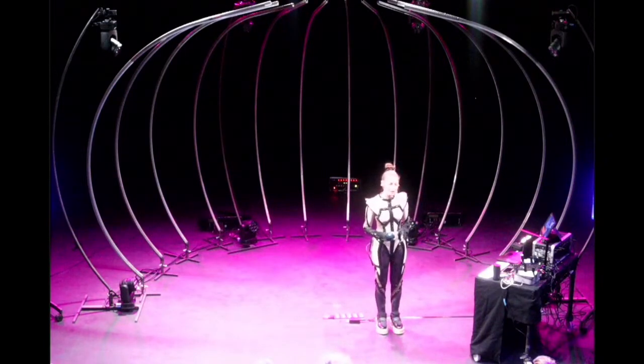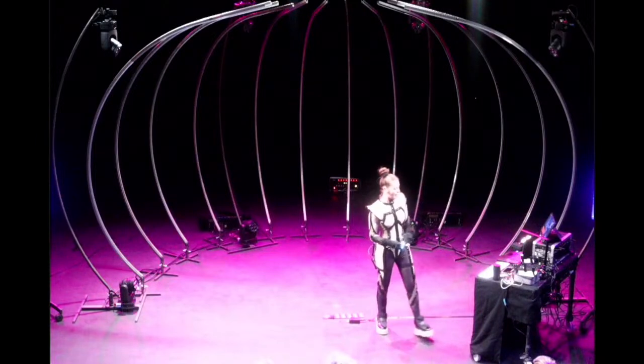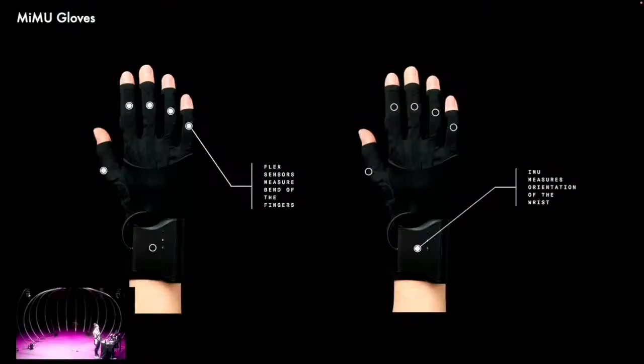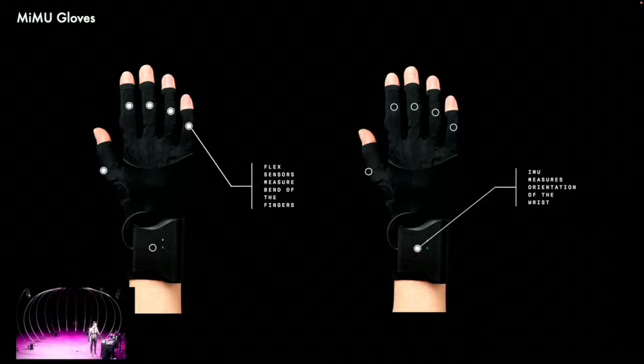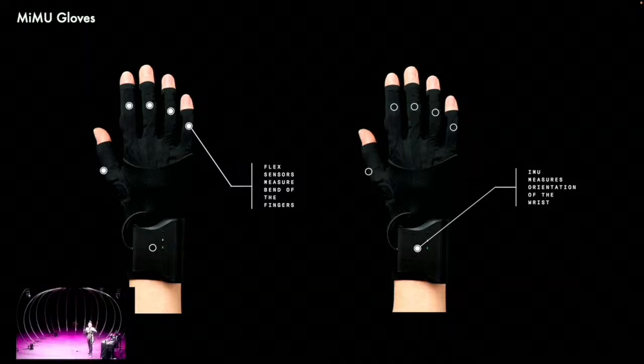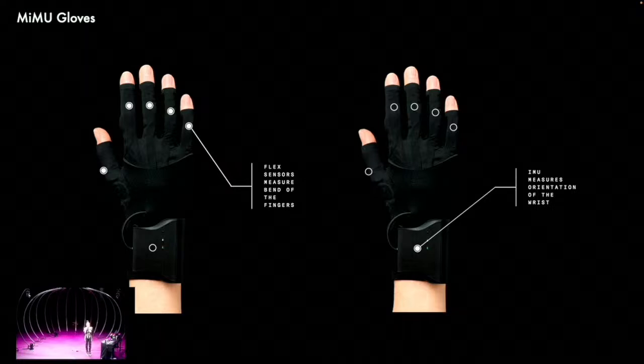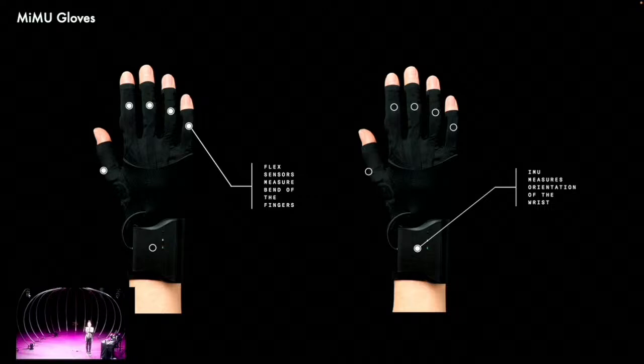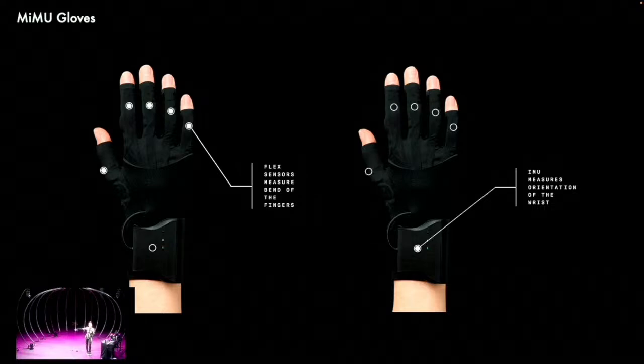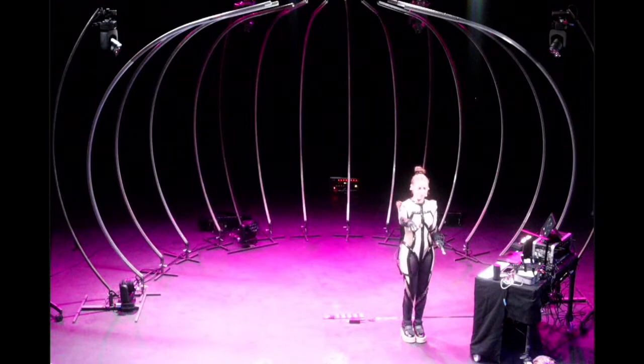So I started working for Mimu, first helping with soldering and ordering parts and dealing with people who ordered gloves. What actually are they? They're fabric gloves with flex sensors all across the fingers. So they measure the bend of each of your fingers. And there is also a sensor on the wrist, so it measures this movement, and this movement, and this movement.